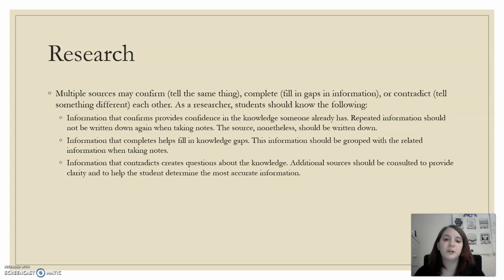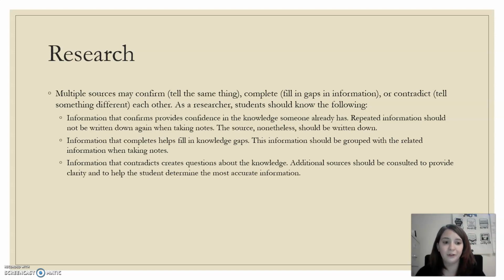Information that completes helps fill in knowledge gaps and should be grouped with information like that. So if you've discovered something else about a time period in which that person was important, that should go with the time period that you also have written down. Don't jumble it up all over the place. Make sure all the information is grouped nicely, and make sure nothing contradicts itself. What that means is if you are saying one thing, you don't want an article that says the opposite. Make sure it all is cohesive and goes along with it.